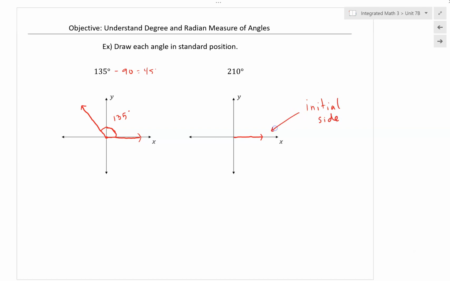So there's your initial side. I'm going to go all the way to here. This is 180 degrees, and if I take away 180, I have to go another 30 degrees into this quadrant, which is about here. And then where it ends, again, remember, is its terminal side. Not 180, 210. All right, so that's drawing an angle in standard position.